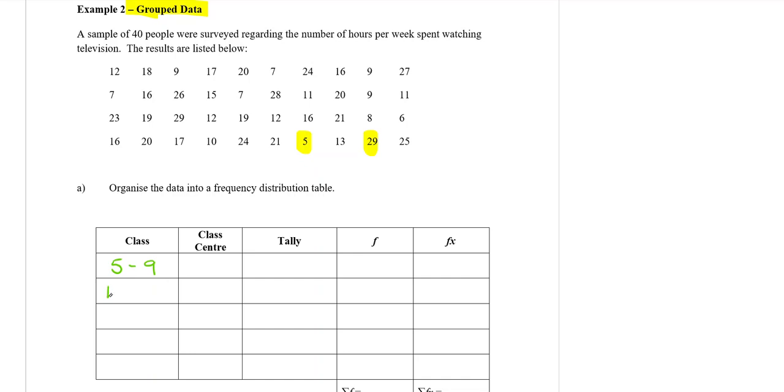Then my next one would be from 10 to 11, 12, 13, 14. It would be 10 to 14. Then 15 to 19, 20 to 24, and that would make 25 to 29, my last one. Now, if you set it up, once you see this a few times, you start to see the patterns. Looking here, 5, 10, 15, 20, 25.